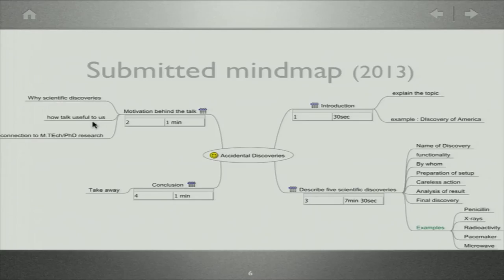It starts with this center of accidental discoveries, and the motivation behind the talk was why scientific discoveries, how this talk is going to be useful to us, and the connection to whatever M.Tech, Ph.D. we are doing. Then there was an introduction explaining the topic, giving an example of the discovery of America, and describing some scientific discoveries. She selected 5 discoveries: what is the name, what is the functionality, who discovered it, what was the preparation, what was the careless action which led to the discovery, what is the analysis of the result, and what was the final discovery. And then she has also given the names of those 5 discoveries as penicillin, X-rays, radioactivity, pacemaker and microwave. And then there was a conclusion.